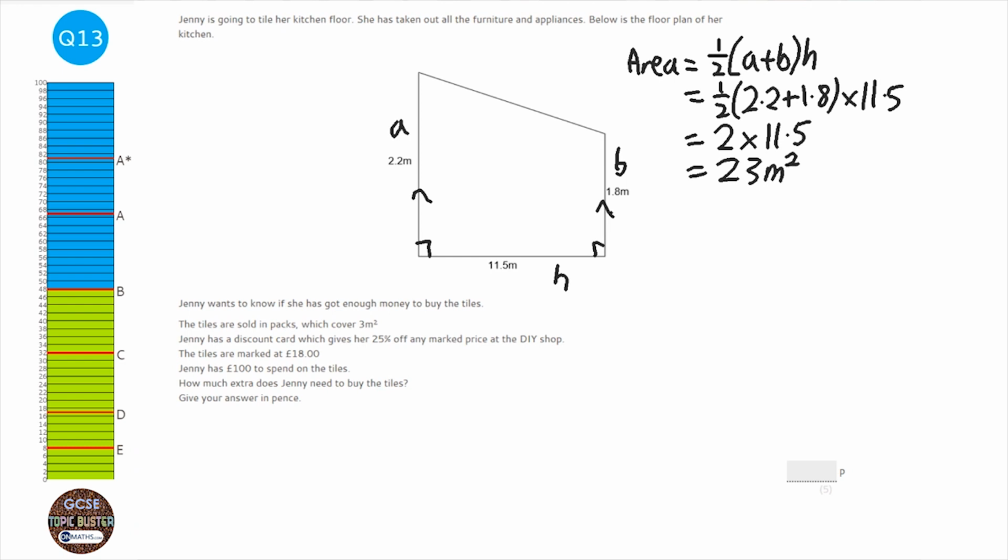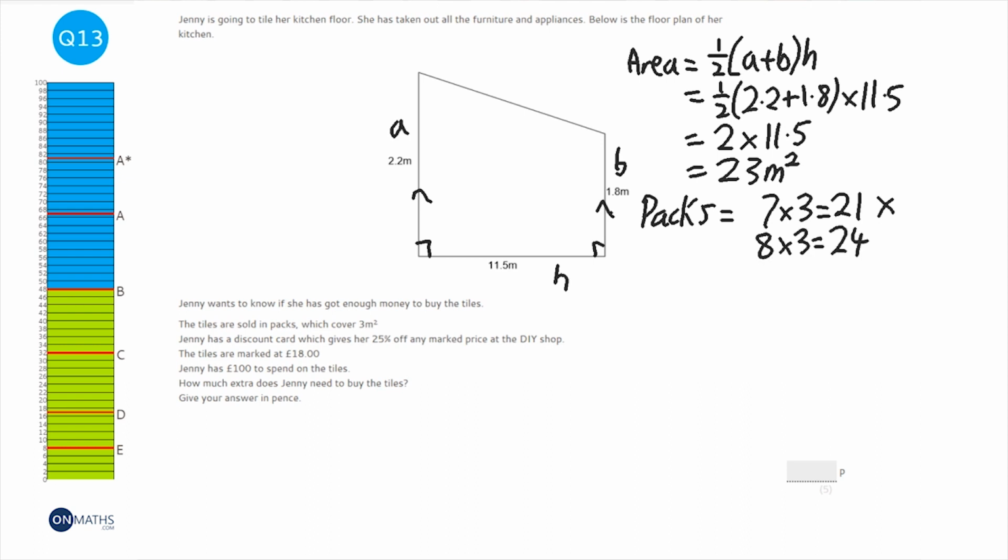Now it says that the tiles are sold in packs which cover 3 meters squared. So I need to work out the packs. Well, if I do 7 times 3, that gives me 21. Now 21 is not going to be enough, so I need to do 8 times 3 to get 24. Now you might say, well, 24 is more than 23. Well, unfortunately you're going to have 1 left over, but that's just the way it is. So we're going to have 8 packs.